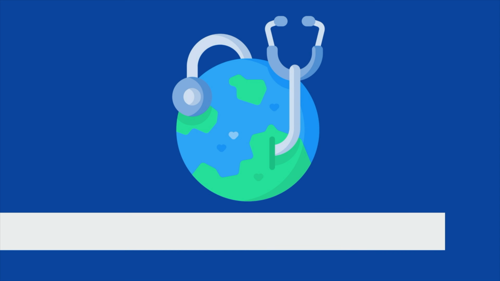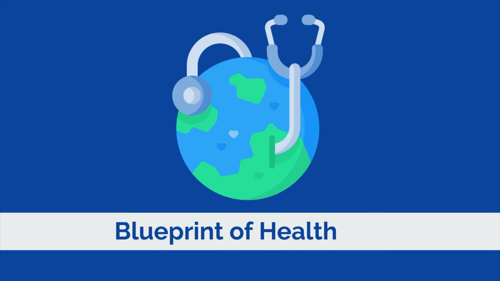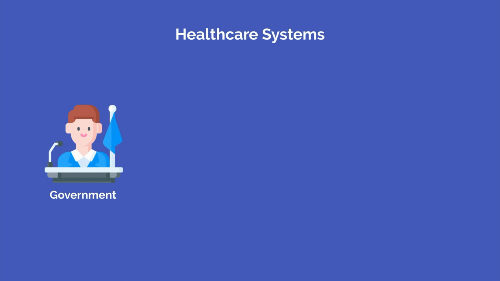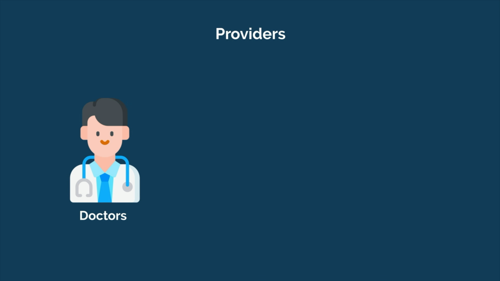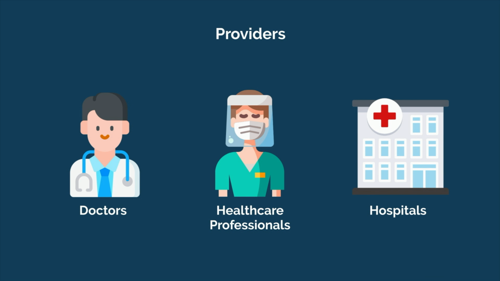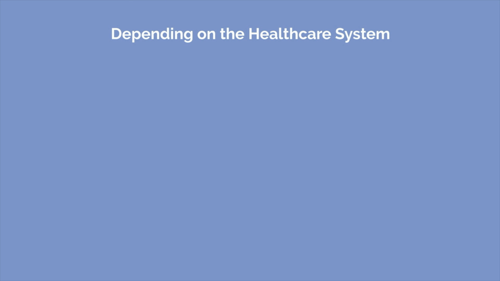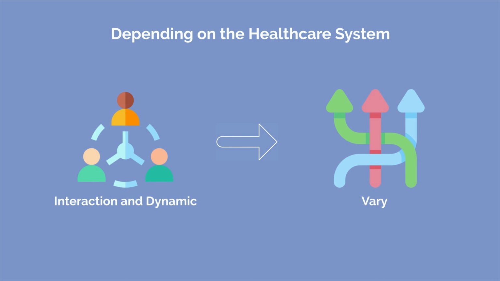Anytime you think about healthcare, whether abroad or here in the US, this is the blueprint that should come to your mind. At the root level, healthcare systems come down to 4 constituents: the government, the insurers, the patients, and the providers, which includes doctors, healthcare professionals, and hospitals. Depending on the healthcare system in consideration, the interaction and dynamic between these constituents vary.